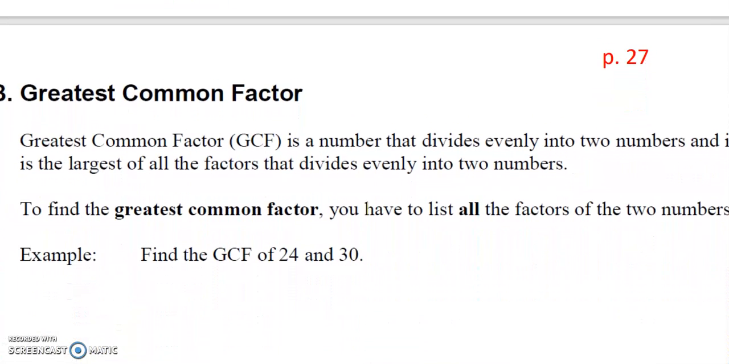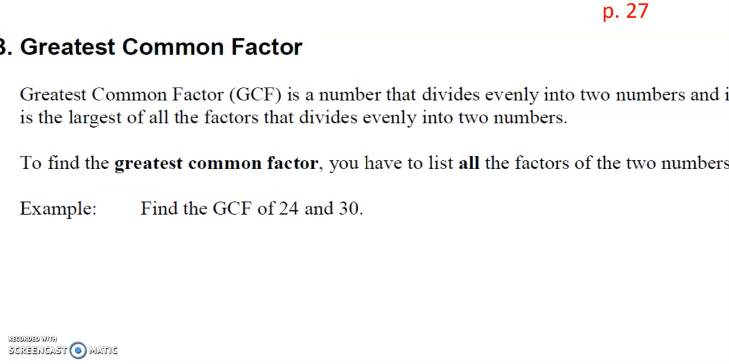Now the greatest common factor, or GCF, is a number that divides evenly into two numbers, and it's the largest of all the factors that divides evenly. So that's why it's called the greatest. So in order to get the greatest common factor, we actually have to find all the factors of the two numbers, compare our lists, and pick the biggest one. So we're going to find the factors of 24 and the factors of 30, and then we're going to compare. So here we go. Let's do 24 first.